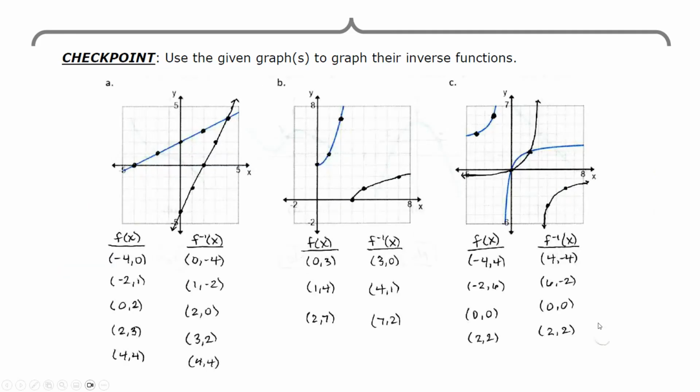Here's our solution. Okay, so for A, B, and C, you could have identified some points, state their inverses, plot those points, and then connect the dots. You could have also drawn your dashed line of reflection, y equals x, and plotted points equal distance from that line. Okay. Either pathway works.